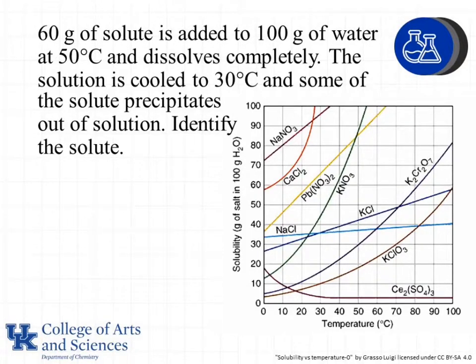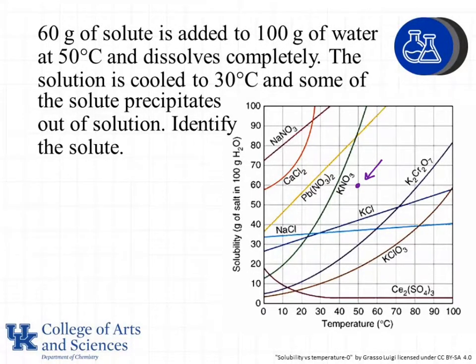This problem can be solved through process of elimination. We look at our first set of conditions given in the first two lines, and we're going to see what substances can be eliminated as possibilities based on this description. Then we will look at what happens after we do the temperature change. So first, we have 60 grams of solute added to 100 grams of water at 50 degrees Celsius. So I'm going to draw a point on the curve to represent that data. And it tells me that it dissolves completely.